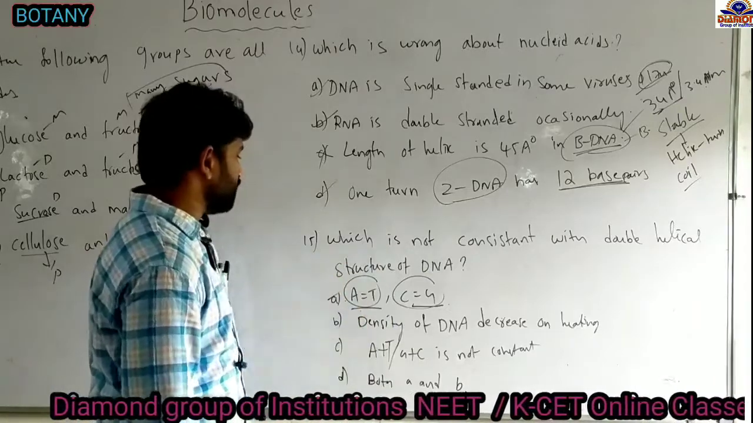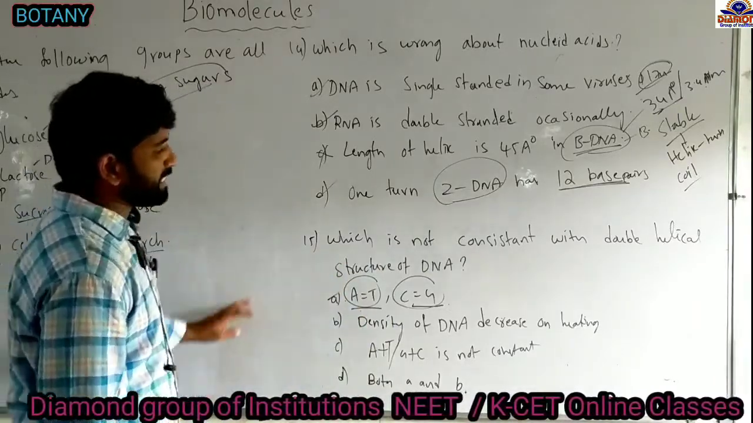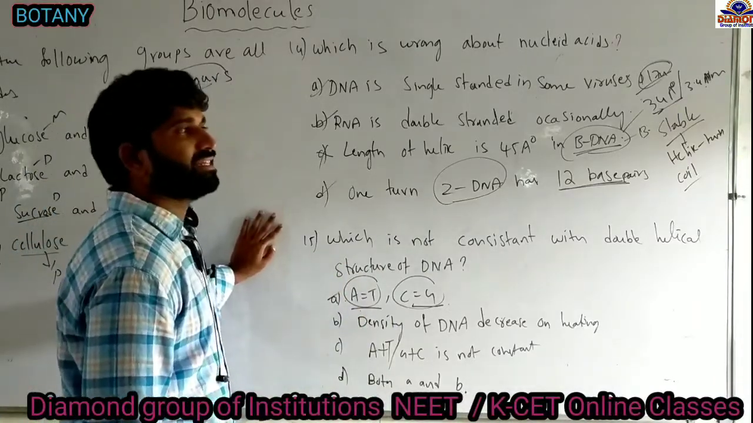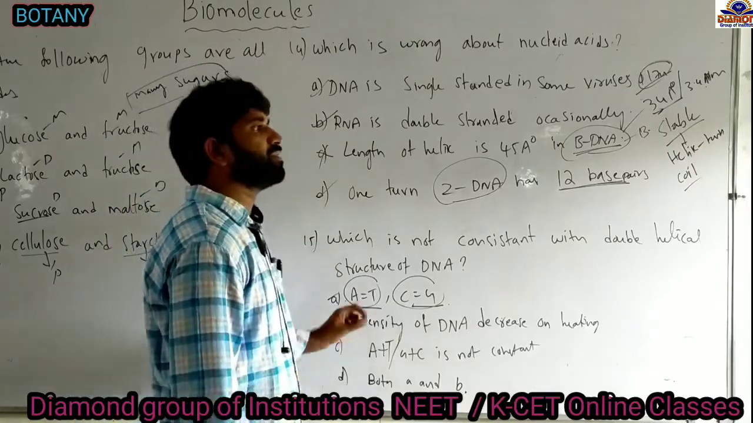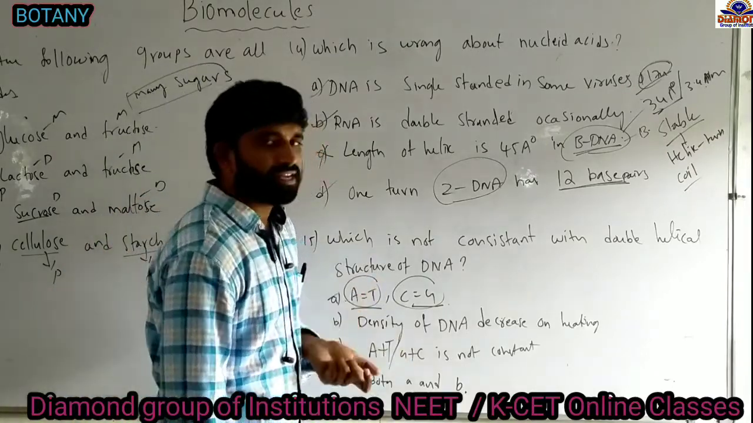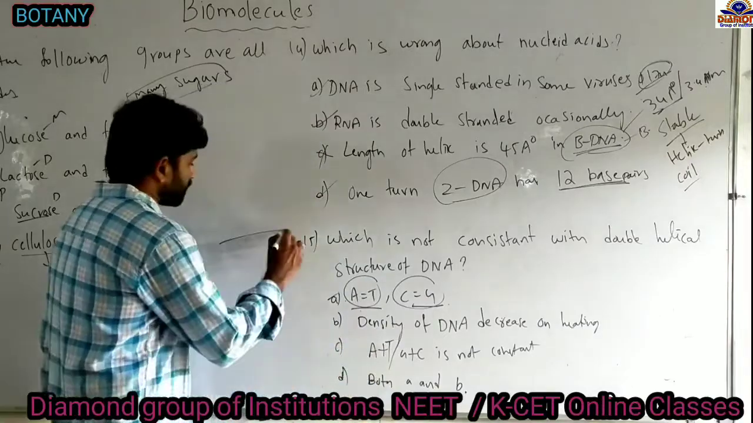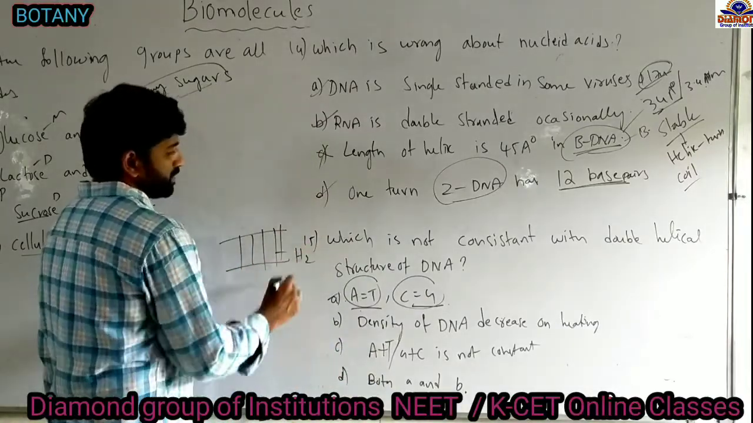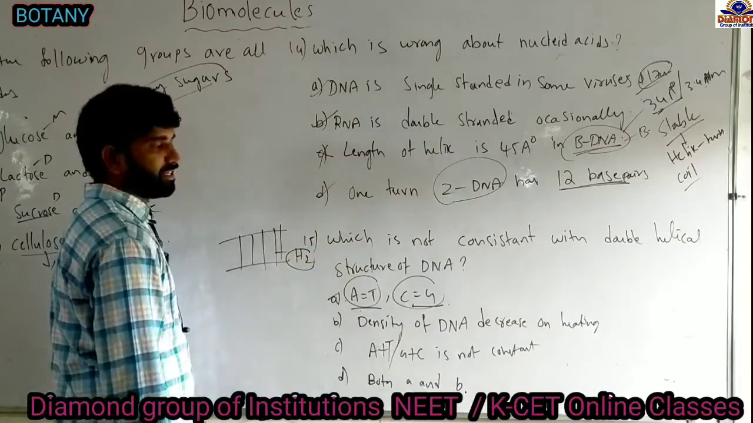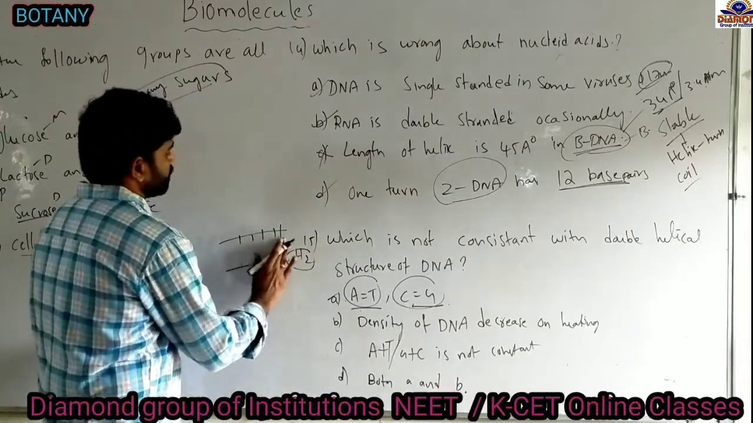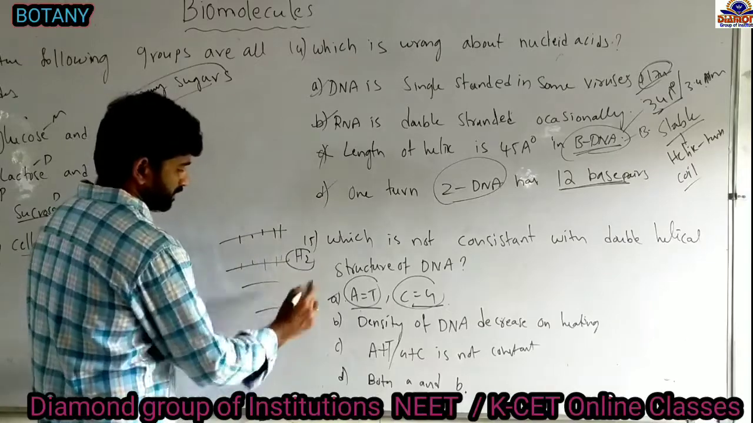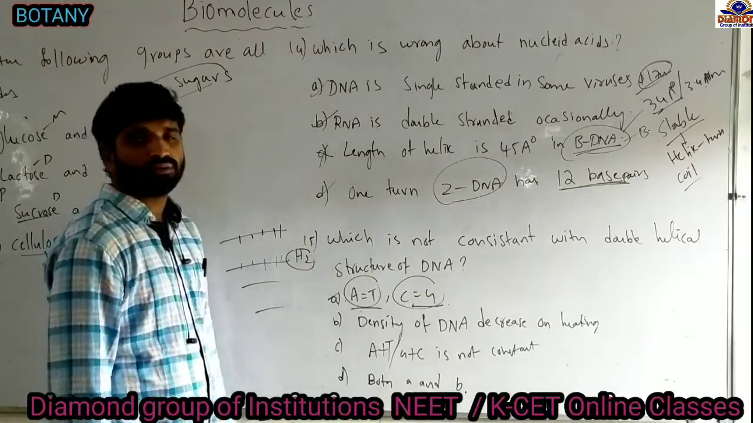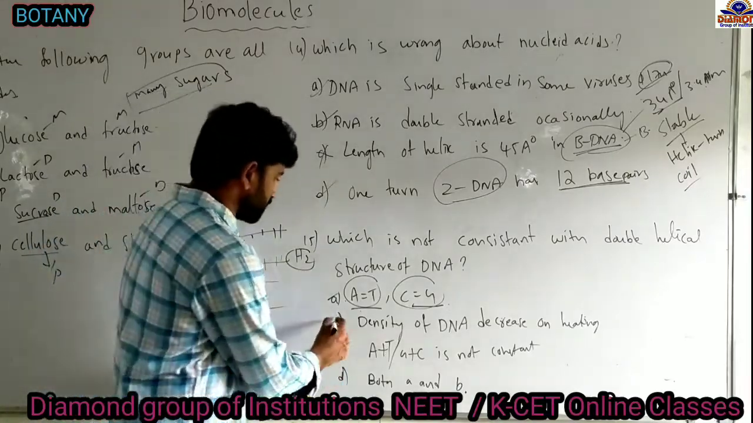And option B, density of DNA decreases on heating. The two strands of DNA are connected together with hydrogen bonds. If you heat the DNA, the hydrogen bonds break down. Double stranded DNA is converted into single stranded, and the density will decrease. So option B is also correct.